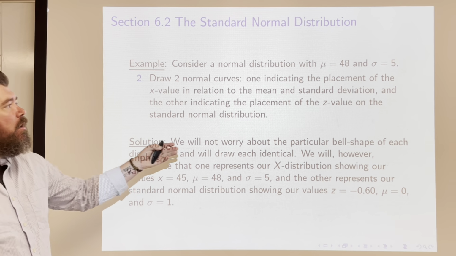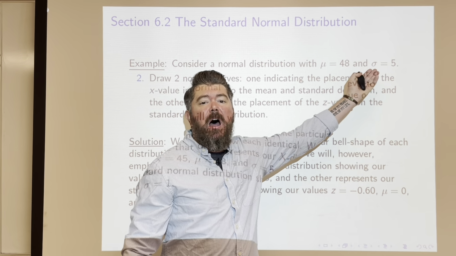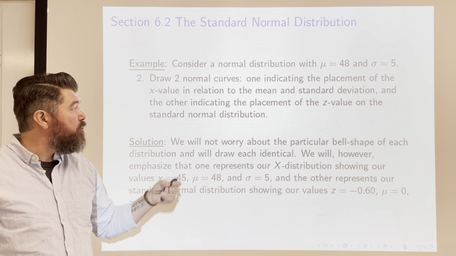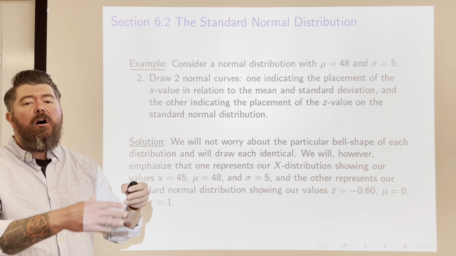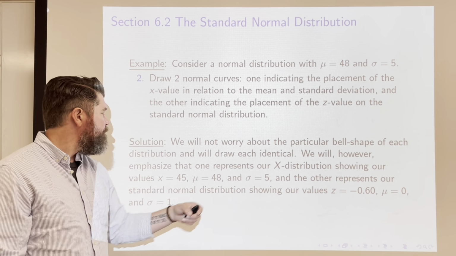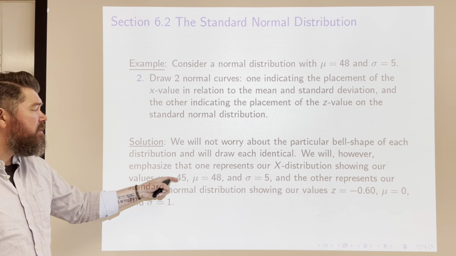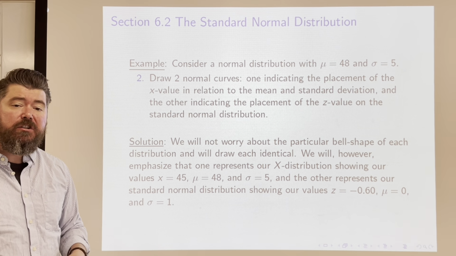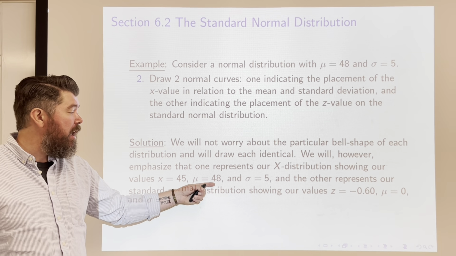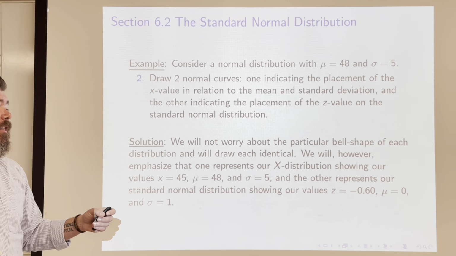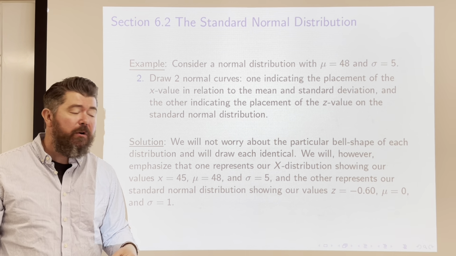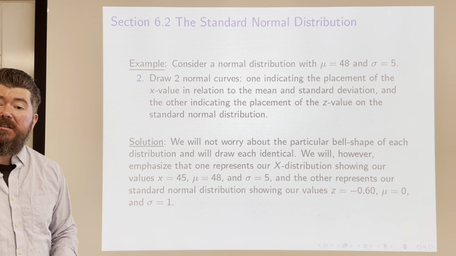Now again, sigma equals 5 is larger than sigma equals 1, which is our standard deviation for our standard normal distribution. However, we'll just draw them as a traditional bell-shaped curve for convenience of our picture. We will, however, emphasize that one represents our x distribution, showing our values x equals 45, mu equals 48, and sigma equals 5, and the other represents our standard normal distribution, showing our values z equals negative 0.6, mu equals 0, and sigma equals 1.